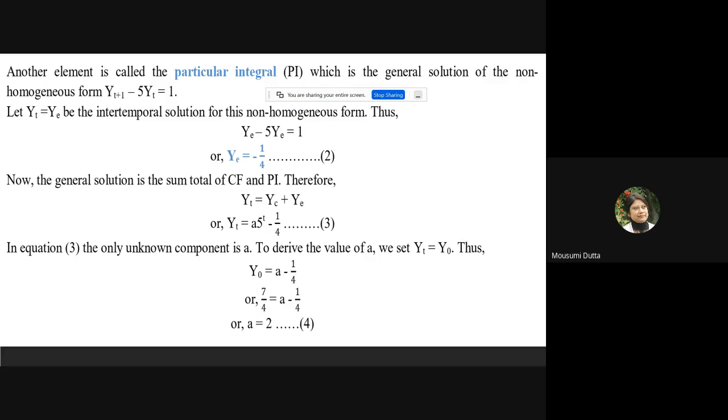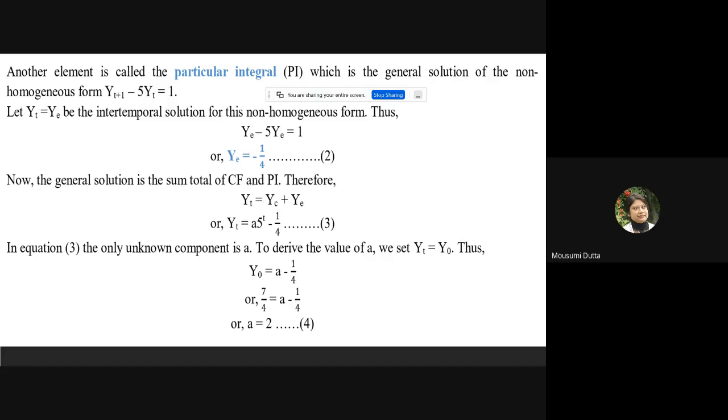In the t plus 1 period, the equilibrium value of the intertemporal solution is y_e. In the tth period, the intertemporal solution is y_e. So it remains unchanged. Across different time periods, the equilibrium value remains unchanged. And from this equation, we get y_e is equal to minus 1 by 4.